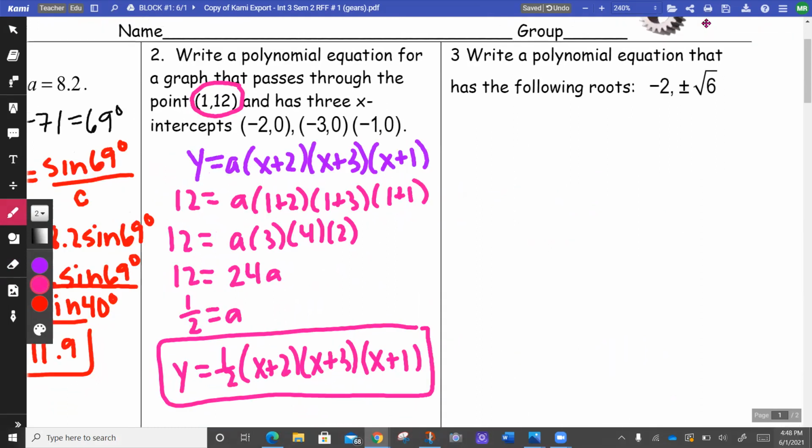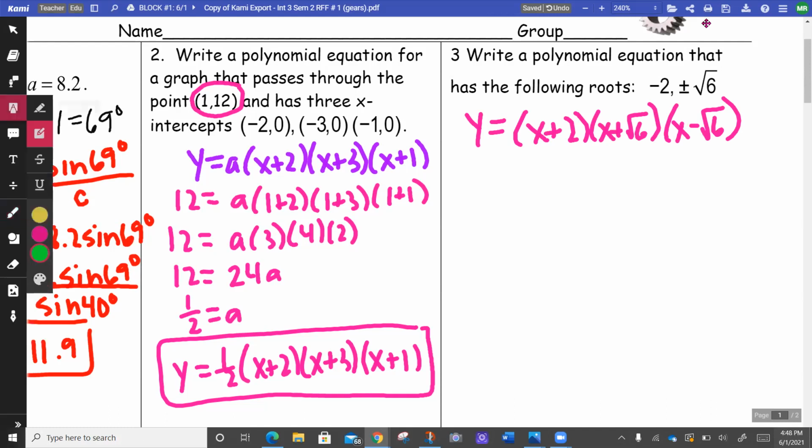Number 3, we're going to write a polynomial equation that has roots -2, positive and negative root 6. So basically, it doesn't say that we have any, just says a, not the one. So we don't have to look for a stretch here for an a. So the x for the -2 is going to be x plus 2. And then I'm going to have an x plus root 6 for the negative root 6, and an x minus root 6 for the positive root 6.